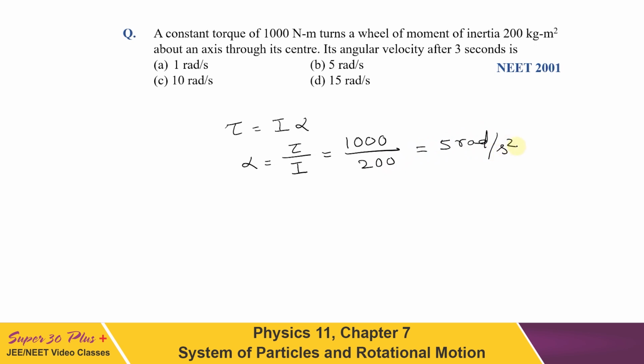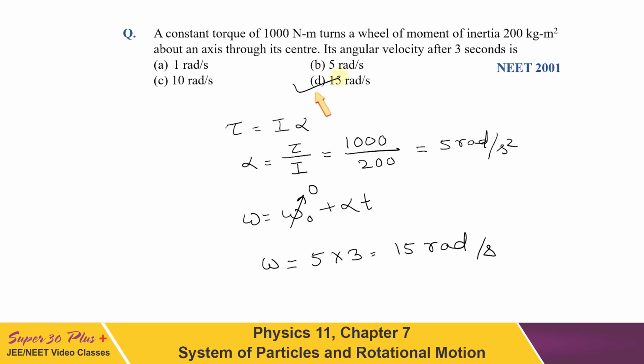Now we have to calculate angular velocity after 3 seconds. This can be calculated using the kinematical relation omega is equal to omega naught plus alpha t. As initially it was at rest, omega naught can be written as 0 and then omega will be alpha multiplied with t, which is 5 into 3, that is 15 radian per second. So the correct option is option number 4.